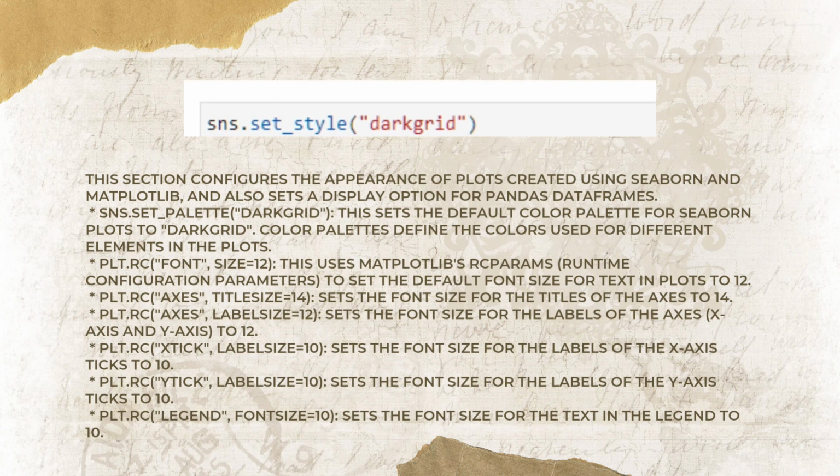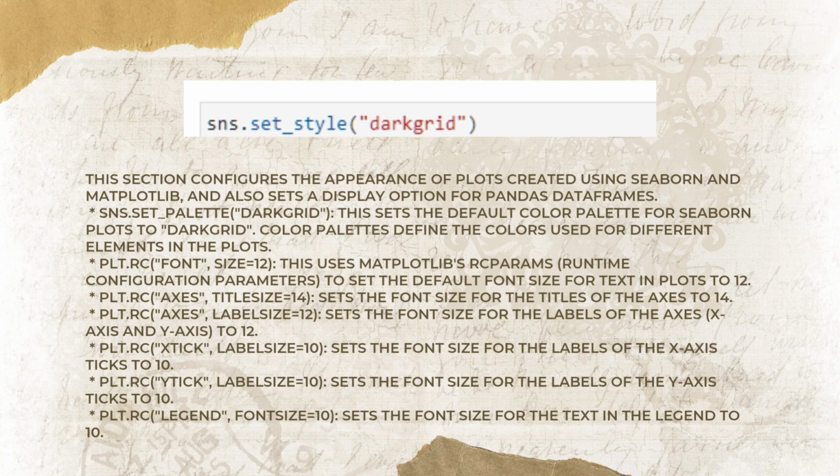This section configures the appearance of plots created using seaborn and matplotlib, and also sets a display option for pandas data frames. sns.set_palette, dark grid. This sets the default color palette for seaborn plots to dark grid. Color palettes define the colors used for different elements in the plots. plt.rc, font, size equals 12. This uses matplotlib's rc params, runtime configuration parameters, to set the default font size for text in plots to 12.